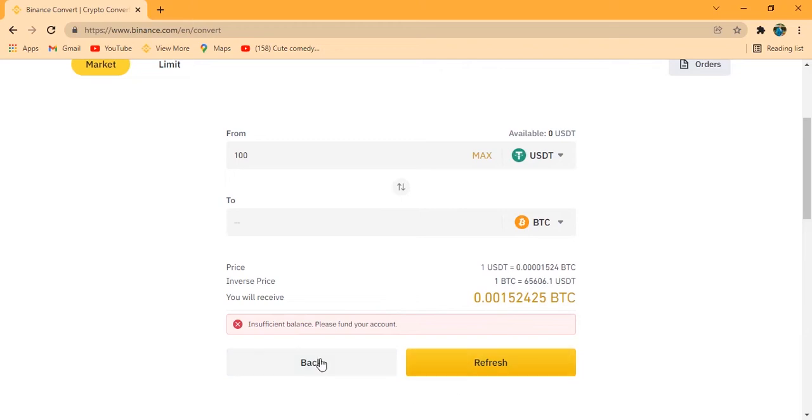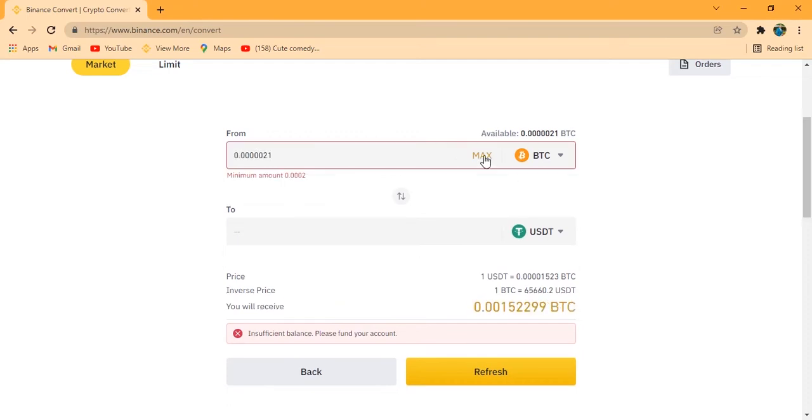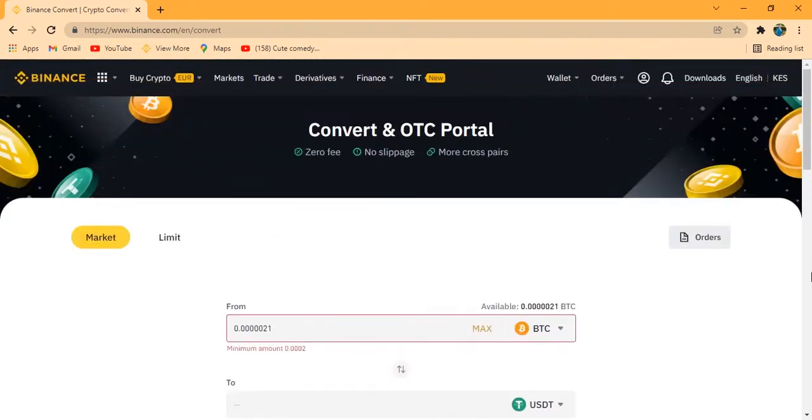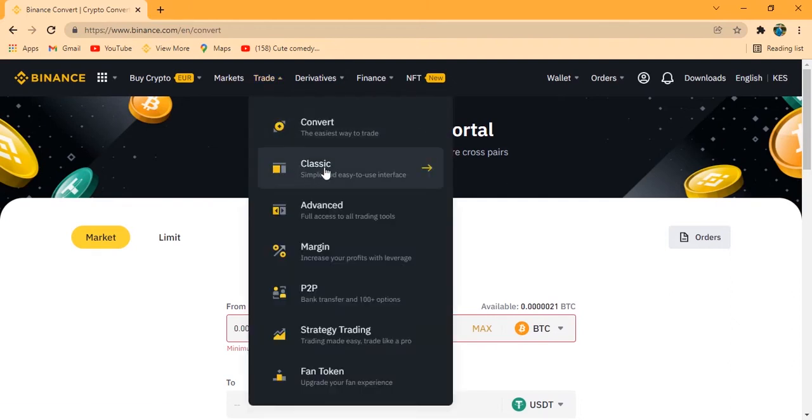You can see it says refresh over here, because the prices of Bitcoin and USDT keep changing. So the moment Bitcoin rises in price, I can decide to convert Bitcoin back to USDT at the higher price. Okay, so it's very easy, because you just come over there, change it, and sell.